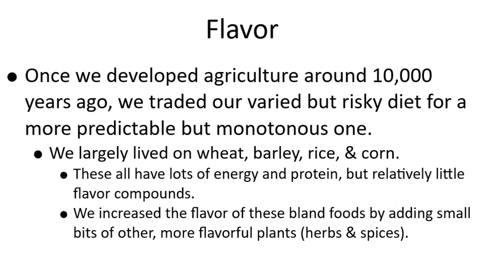We largely lived on a few crops such as wheat, barley, rice, and corn. These grains all have plenty of energy and protein and so could keep us alive, but they have relatively few flavorful compounds. So to try to strike a balance between the safety of these new crops and the rich variety of the past, we began to add small bits of other, more flavorful plants. That is, we started using herbs and spices to flavor our food.